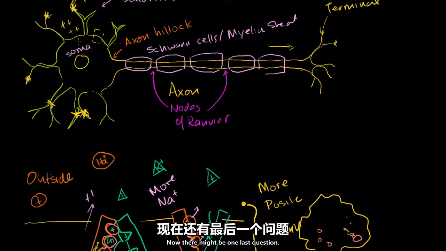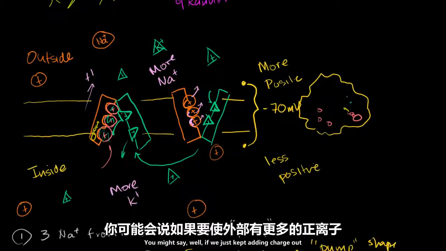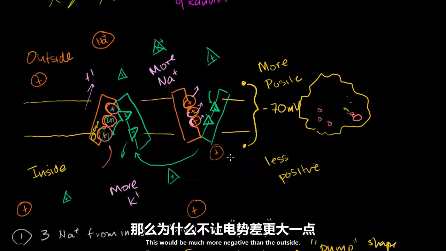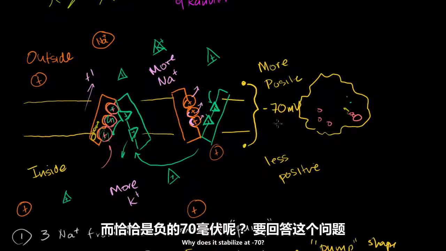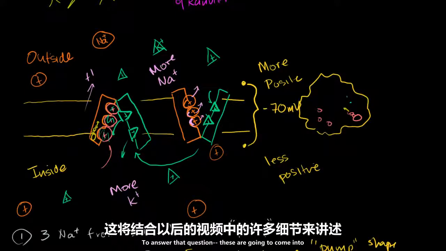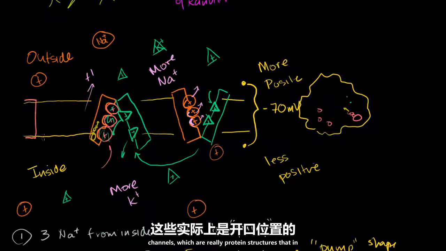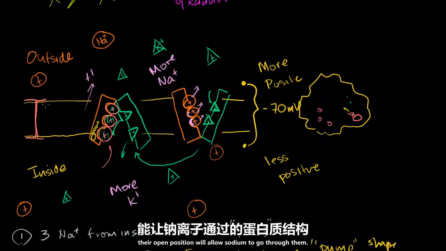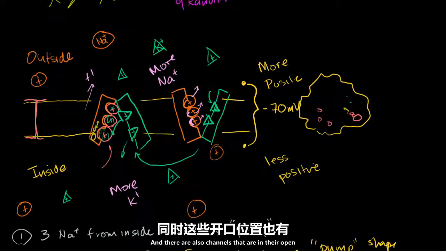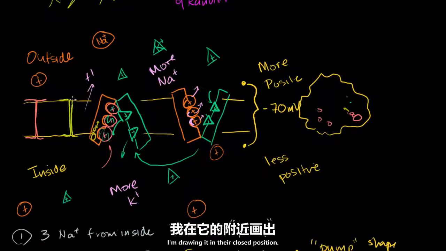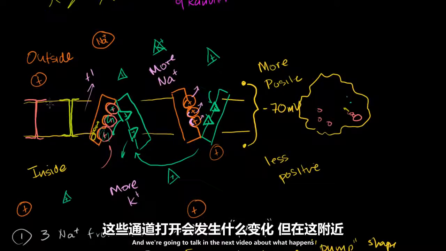Now, there might be one last question. You might say, well, gee, if this kept happening, if we just kept adding charge out here, our voltage difference would get really negative. This would be much more negative than the outside. Why does it stabilize at minus 70? To answer that question, and these are going to come into play in a lot more detail in future videos, you also have channels, which are really protein structures, that when they're in their open position, will allow sodium to go through them. And there are also channels that in their open position would allow potassium to go through them. I'm drawing them in their closed position. And we're going to talk in the next video about what happens when they open.